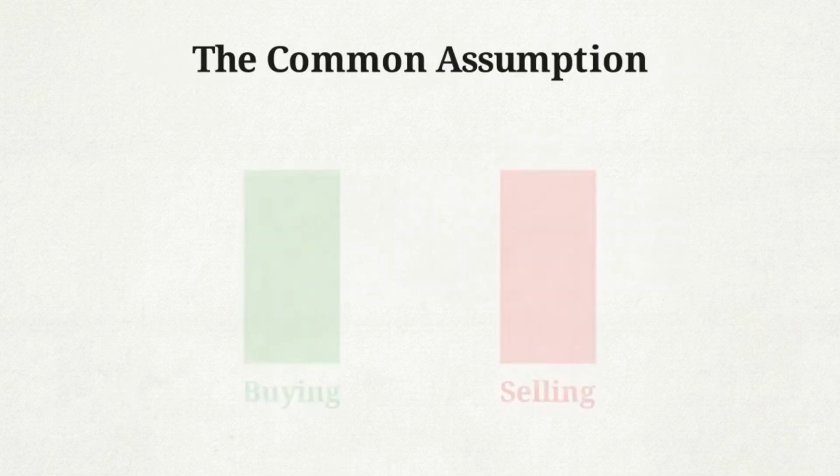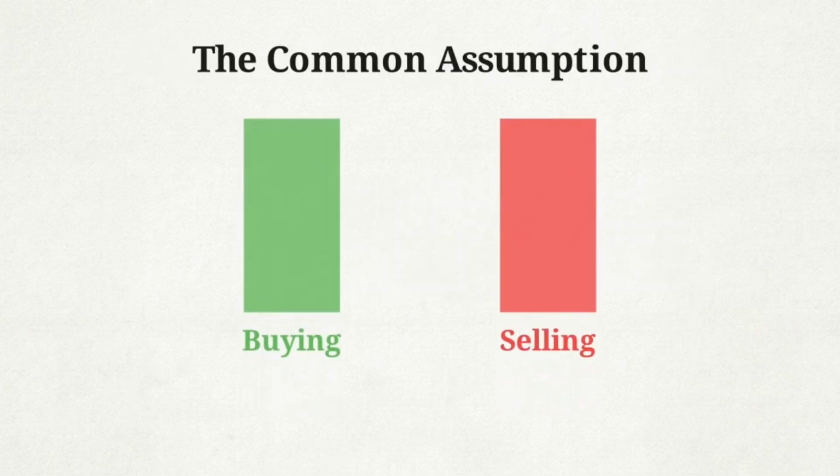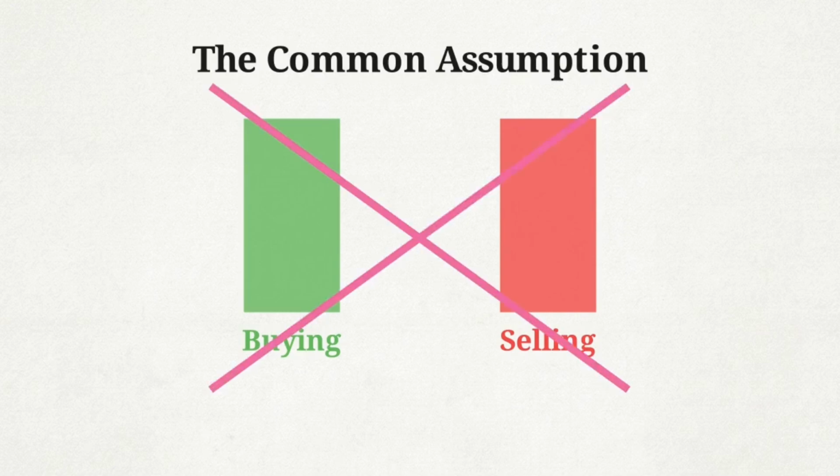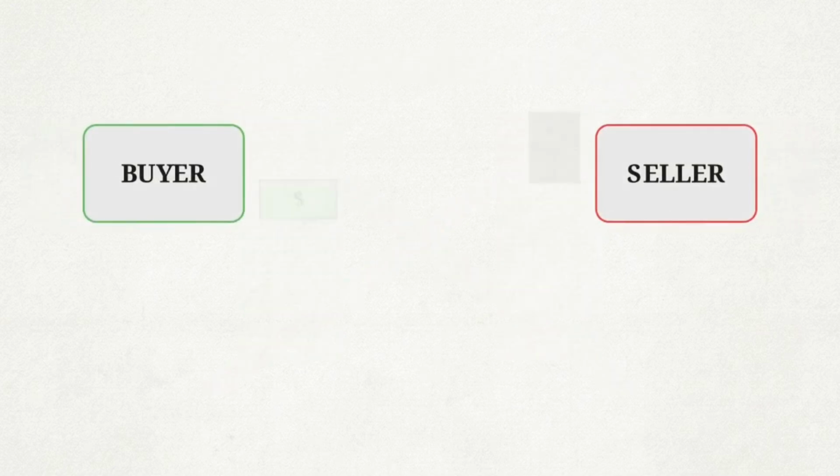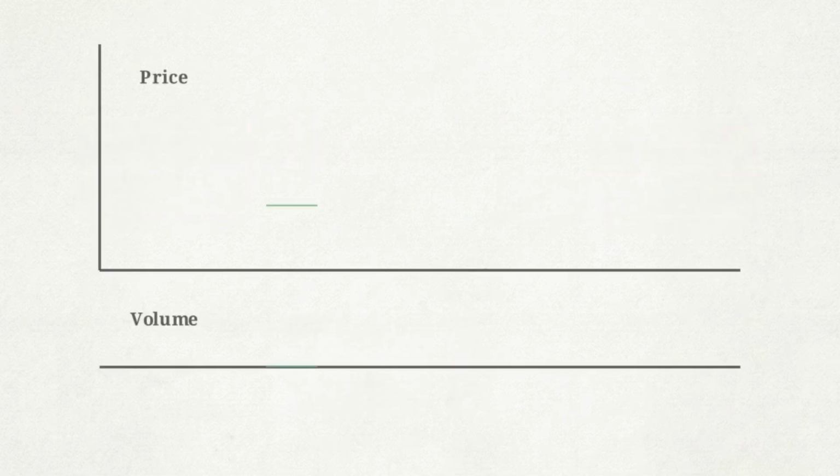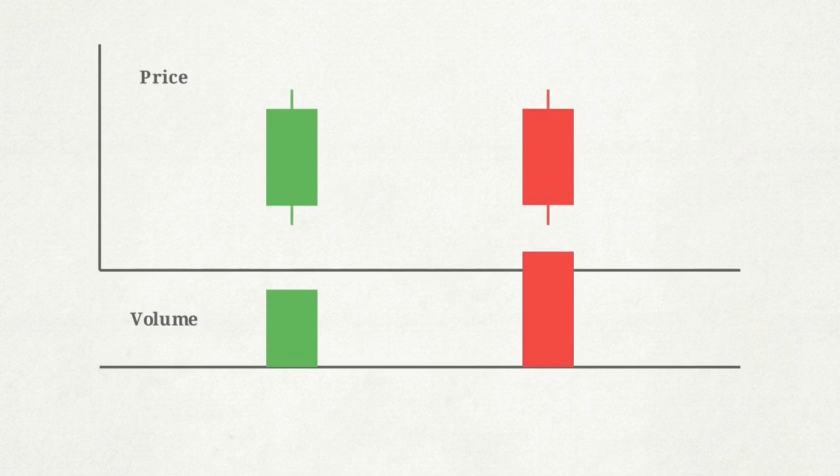It is often assumed that a green volume bar represents buying and a red bar represents selling. But every transaction requires both sides. If one person buys a share, another person must sell it. That single exchange creates exactly 1 unit of volume. The color of the bar is simply a visual aid to match the price candle above it.